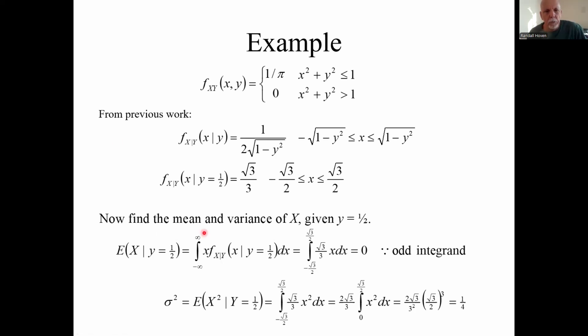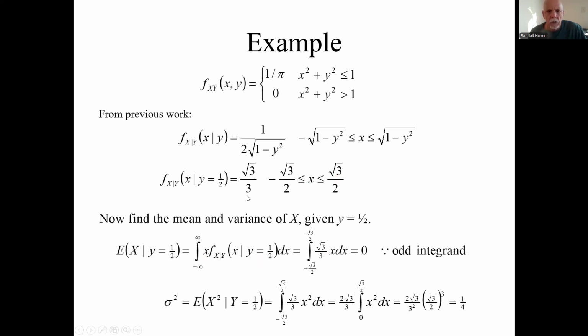The problem here is to find the mean and variance of x given y is some value. The way we do that, here's what we're looking for: the expected value of x, because that's the mean, but it's a conditional thing, given y equals a half. We do that like the other expectations. It's going to be x times the PDF, but in this case, it's a conditional PDF. And that was just this constant between these limits.